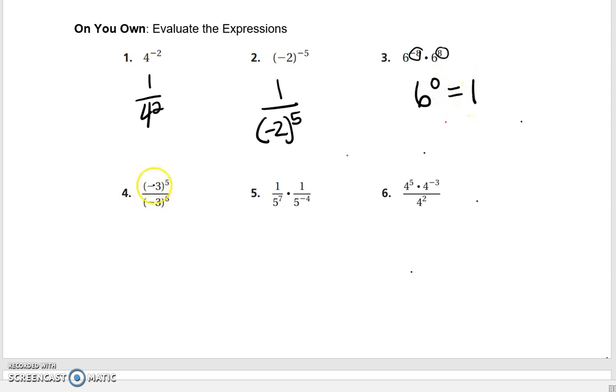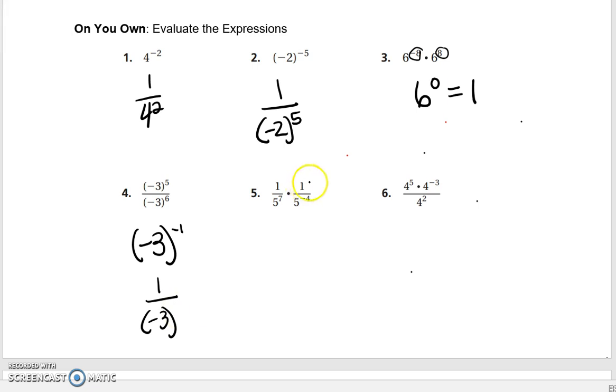Number 4, you have division with the same base, so you can subtract these exponents. 5 minus 6 is negative 1. So this is negative 3 to the negative first. You have a negative exponent here. You have to send it to the basement, make the exponent positive. You really don't even need that 1 because it's assumed. So 1 over negative 3.